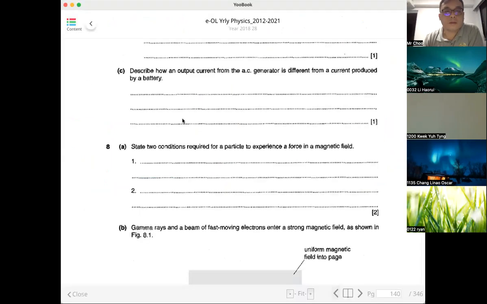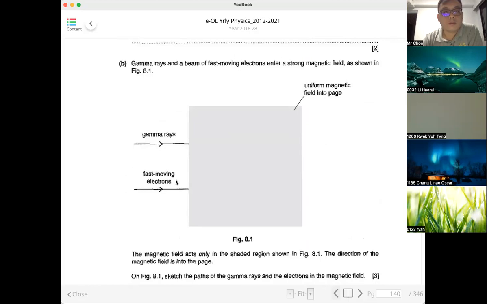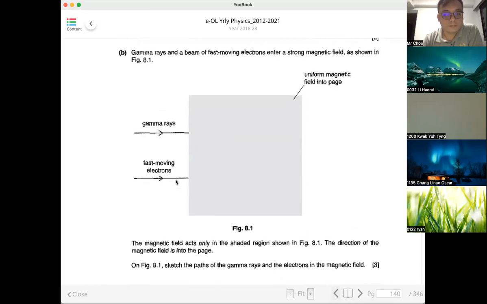Let's do the next part. Today we might end slightly earlier, depending on how we finish. Okay, now all of you do this. This is a very easy one. You just draw two lines, you get 3 marks. So who wants to try this question? Just draw two arrow lines, and then you get 3 marks.